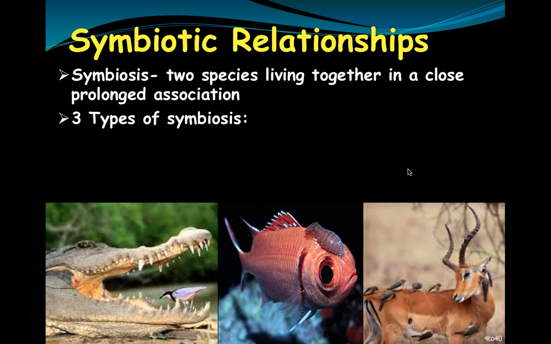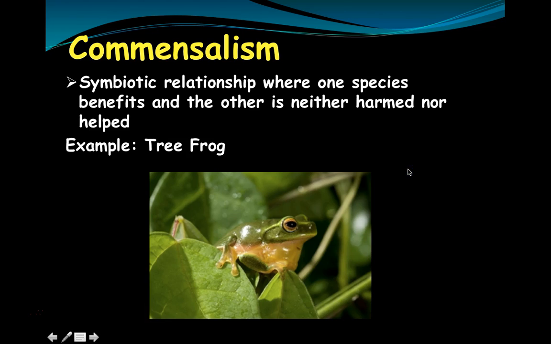Relationships that organisms can have can sometimes be beneficial, sometimes they're harmful, and sometimes they're just indifferent. We call these relationships symbiotic. The first type of symbiosis is called commensalism, the second is called parasitism, and the third is called mutualism. The first type of symbiosis that we're going to discuss is commensalism, and this is a symbiotic relationship where one species is benefiting from the relationship and the other is unaffected.